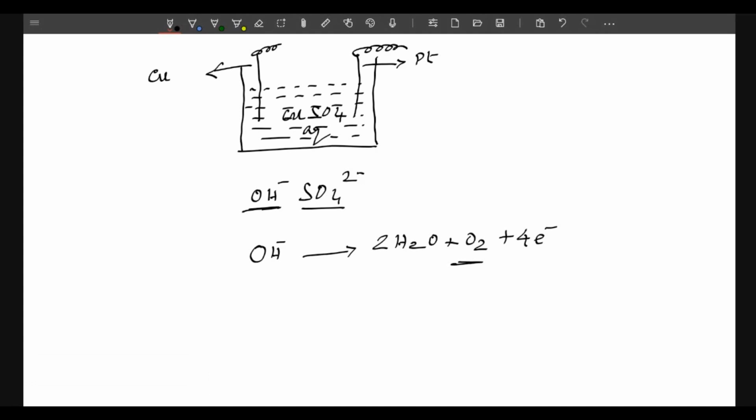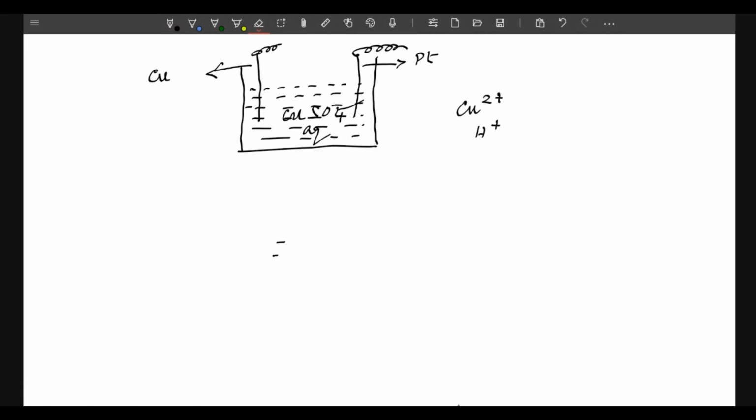And here, as usual, platinum is there, and it is nearing this copper ion, and H plus ions would be there. The discharge potential of the copper ion is less. Therefore, copper would be preferentially deposited on the platinum. Okay, therefore, what is the cathode reaction that is taking place? Copper 2 plus taking 2 electrons from the cathode, forming copper deposited.